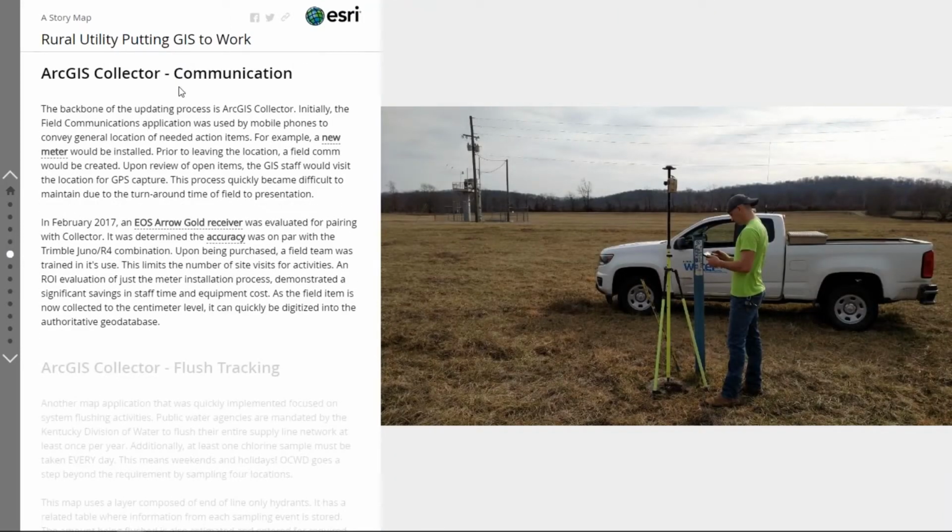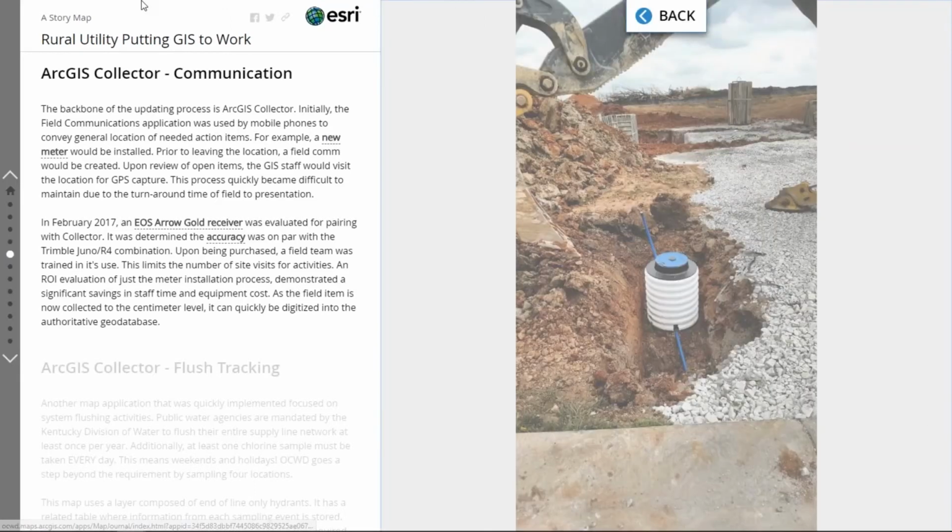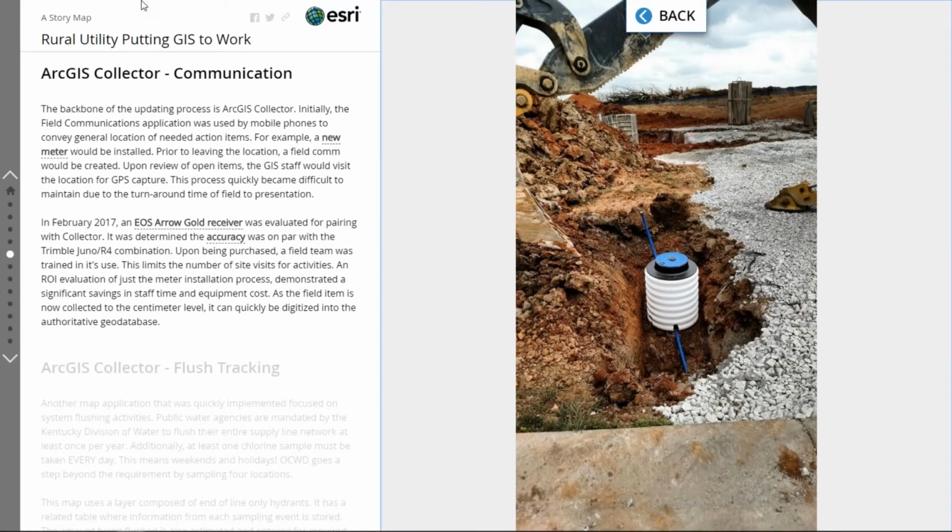So the backbone is Collector for us currently, and it has really evolved from that single user, i.e. me, using it to catch up with things in the field. I'm going to use our example of a meter installation where we have a new meter going in. Previously, that was handled by word of mouth when I came on board, and I would have to go back out and take a day and catch up on these locations, capturing them with GPS.